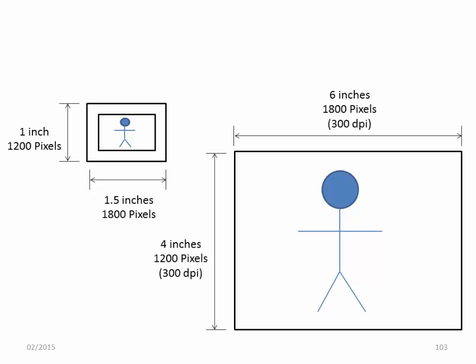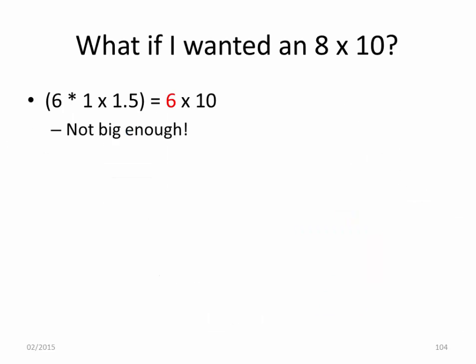So I'll have 1,800 pixels the long way, which boils down to about 300 dots per inch effective. I'll have 1,200 pixels this way, spread out over 4 inches. There's my effective 300 dots per inch again. What if I wanted it even bigger? What if I want to go at 8 by 10?